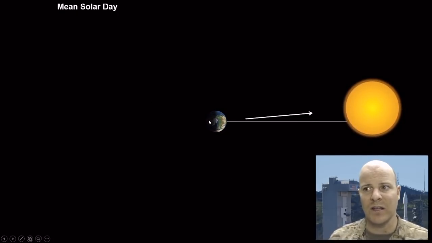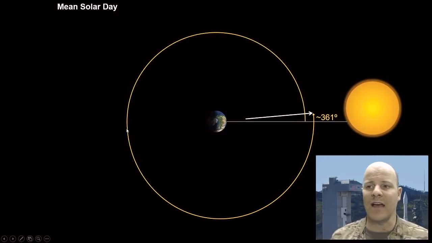And so if the Earth was not rotating around the sun, if it was just simply spinning on its axis, this would be 360 degrees. But the Earth is rotating on its axis and going around the sun. So in order to get that full noon to noon situation where we get a mean solar day, we have to go approximately 361 degrees on our axis in order to get to the same point per day.